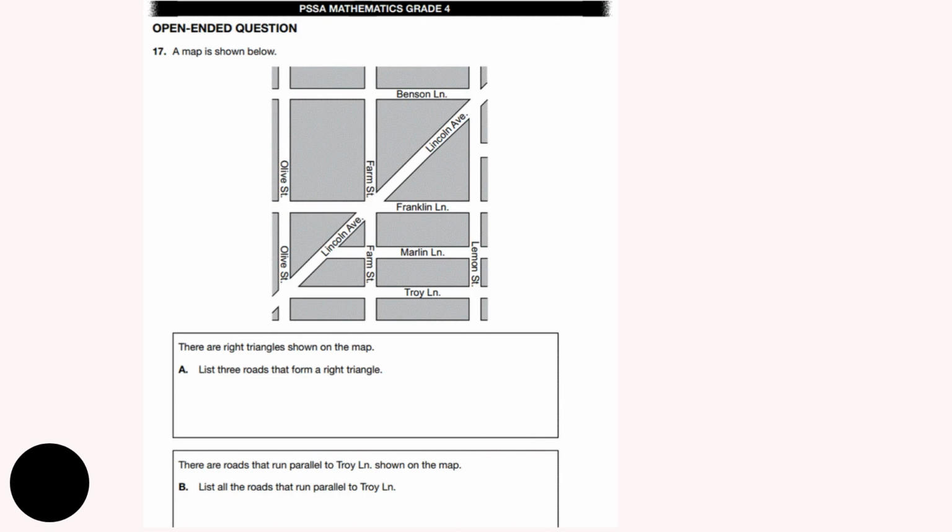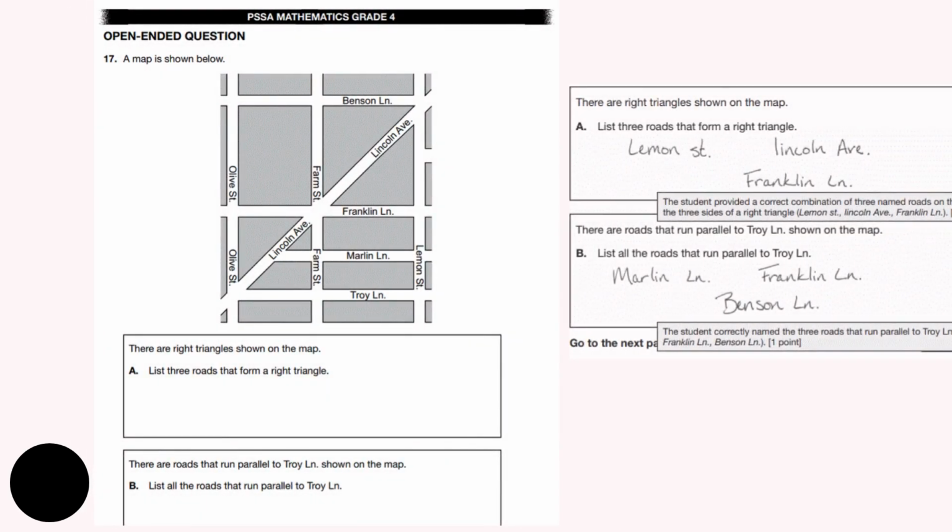All right, that is 17. A map is shown below. If you see the map here, there are right triangles shown on the map. List three roads that form a right angle. So which one is the right angle? And there are roads that run parallel to Troy Lane, shown on the map. So list all the roads that run parallel to Troy Lane.